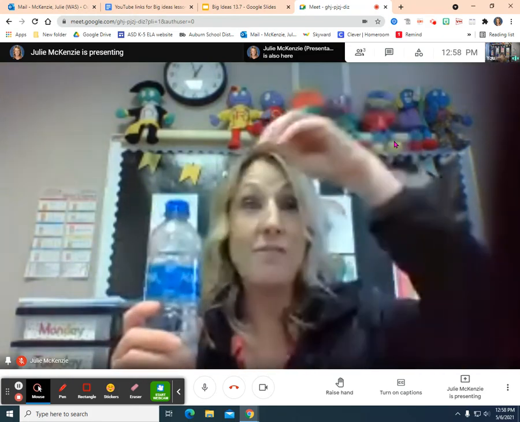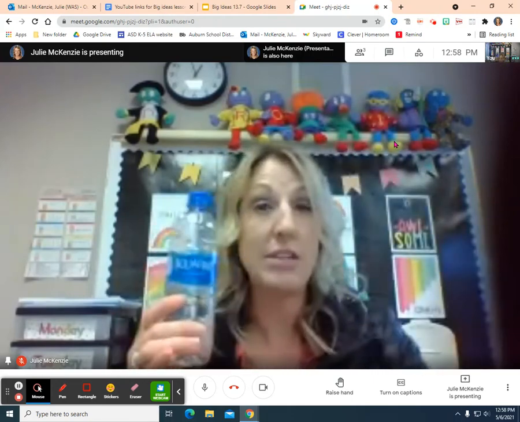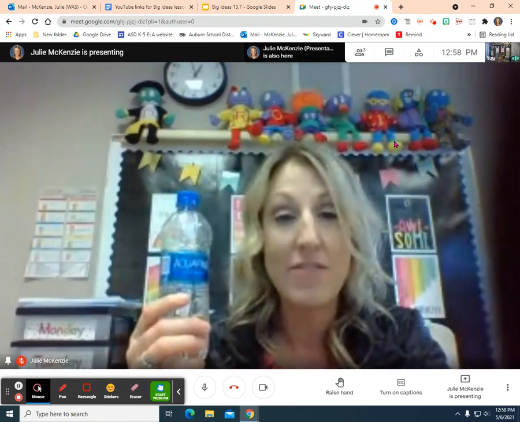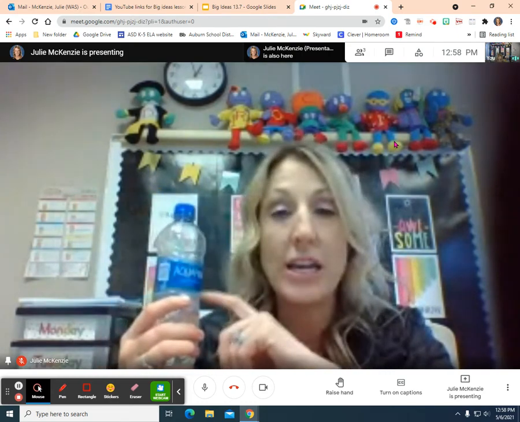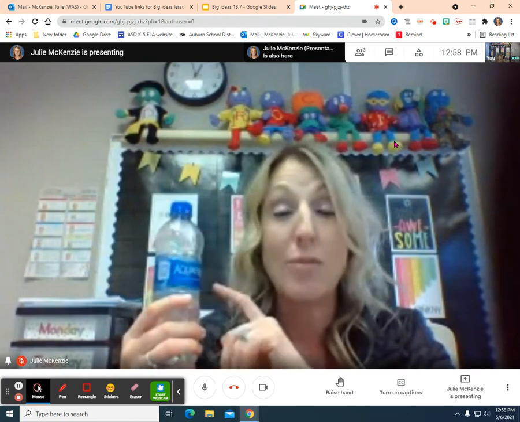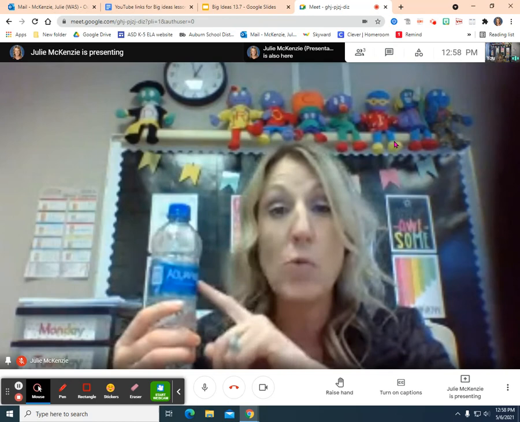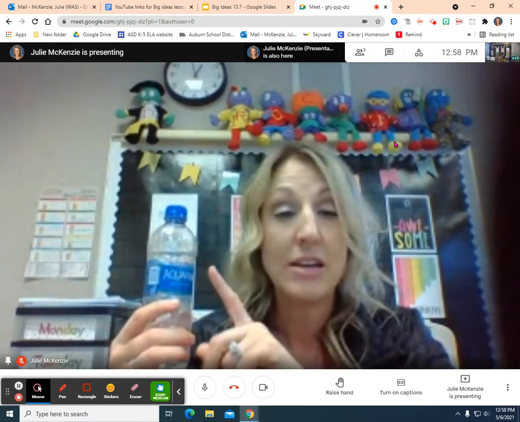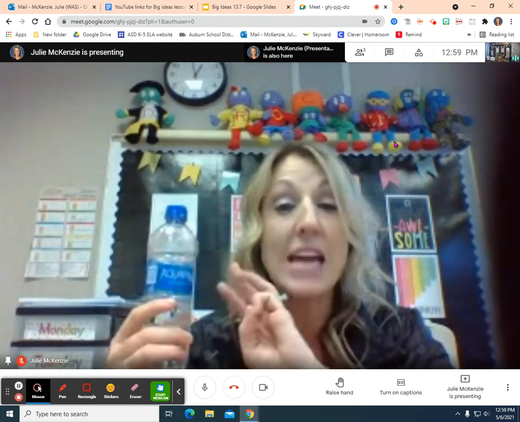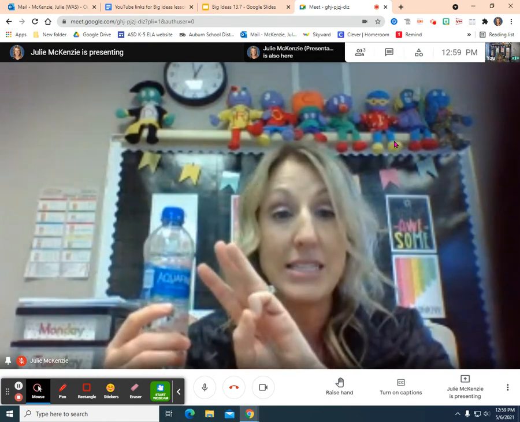Could I fill this water bottle up with something to measure the capacity of it? Could I fill this up with water to see how much water it can hold? Yes, I can. I couldn't do that with the scissors, but I can with a water bottle. So my water bottle can be measured by length, by weight, and also by capacity.